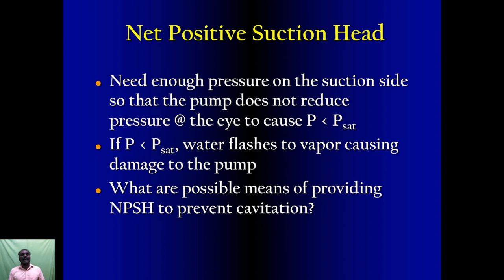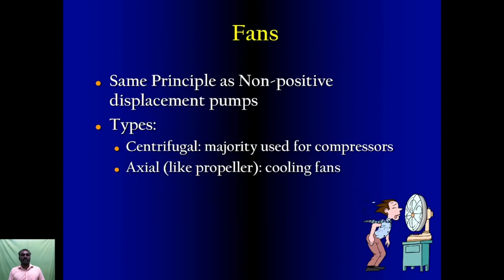Next, we need enough pressure at the suction side so that the pump does not reduce the pressure at the impeller inlet to cavitation. If P is greater than P saturation, that is the saturation pressure, the water flashes to vapor, causing damage to the pump. What are the possible means of providing NPSH to prevent cavitation? Then fans, the same principle as non-positive displacement pumps.